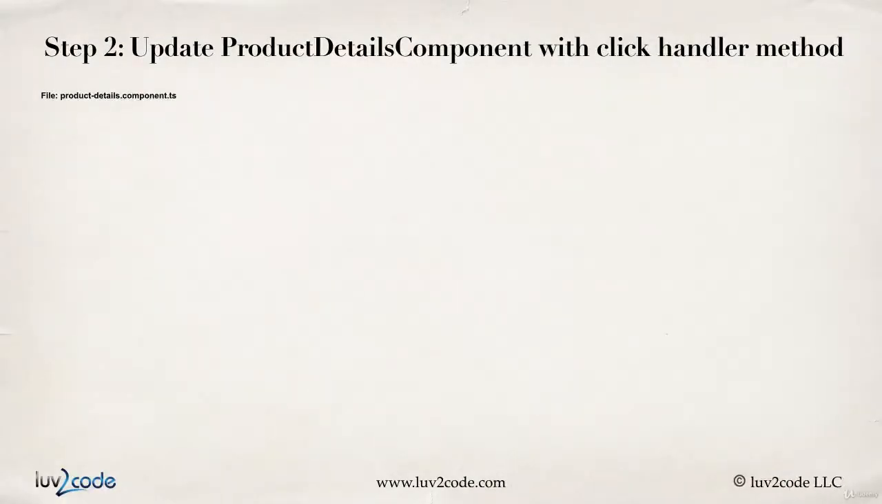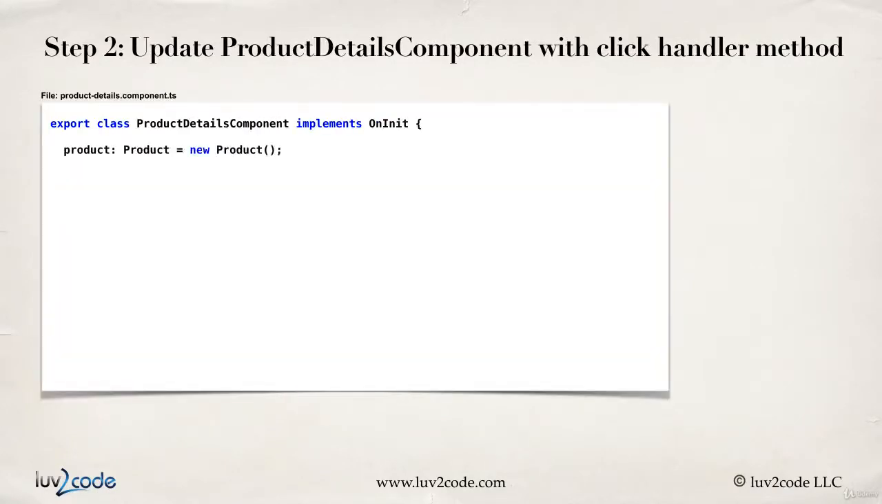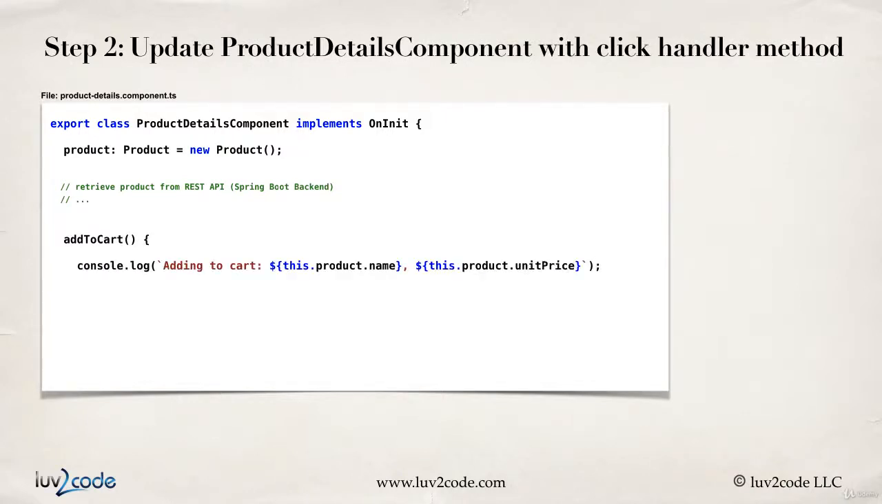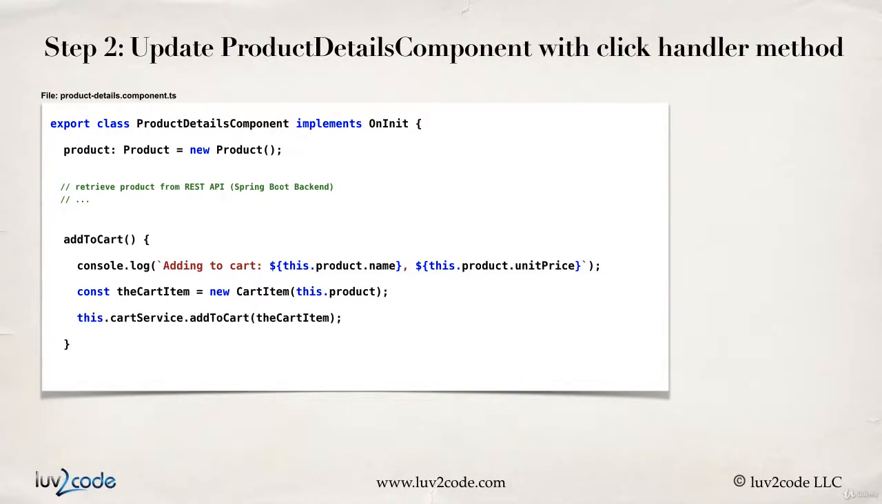Now moving ahead to step two of updating our product details component with the click handler method. This is in our file product details component.ts. We already have our existing product, and then we'll just have some comments here, meaning that behind the scenes, we do all the code for retrieving the product from the REST API. We've written all that code before, but now we'll simply add this new method here, addToCart, and we simply log the product name and unit price, and that's the product that's defined in this component up top. Then we simply create a cart item based on this, and then we'll call cartService.addToCart, and we pass in the cart item. So as you can see, a lot of this code is similar to what we did before.